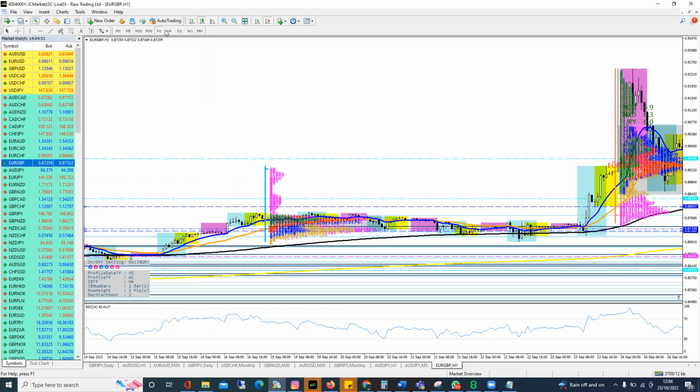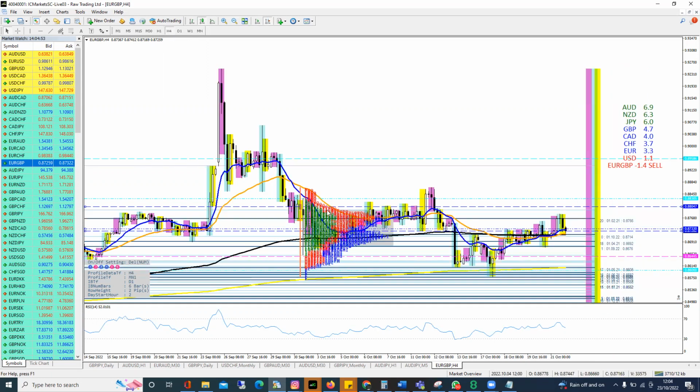Let me see what that 4-hour structure looks like. Over here, we know the buyers are down here. That rejection shows it as well. And then over here is where the 4-hour barrier is, right there at 87.93. Let's look at hourly.